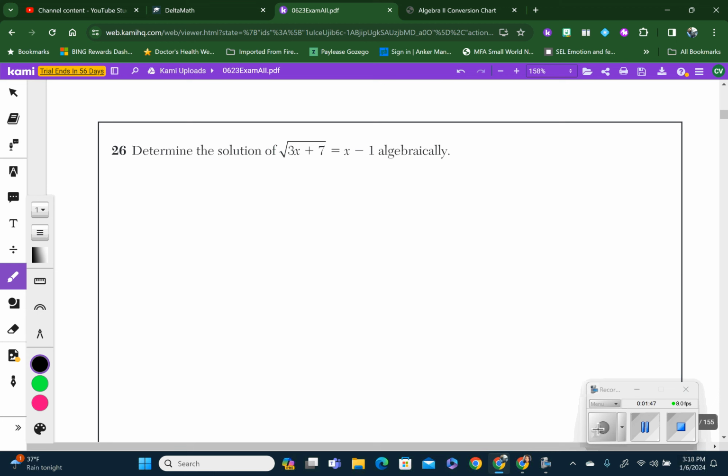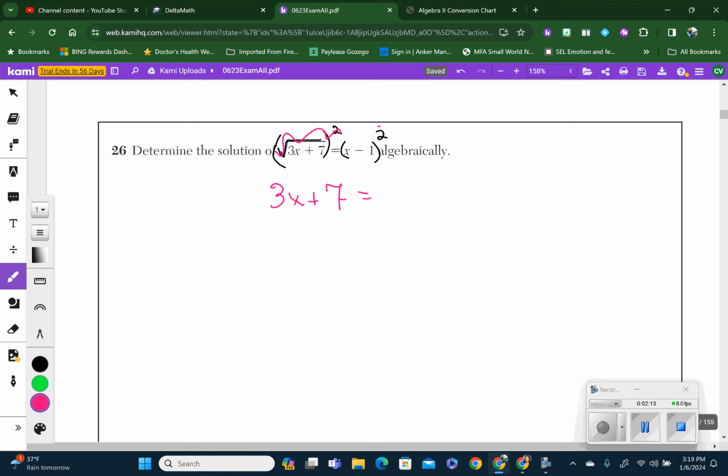So the first thing we want to do is to get the weird thing by itself. Specifically, the weird thing here is the square root. Since it's already by itself, you don't have to move anything over. How do you get rid of a square root? By squaring. Whatever you do to the left, you have to do to the right. So now that allows the square root and the square to cancel each other out. So you're left with 3x plus 7 is equal to x minus 1 squared.